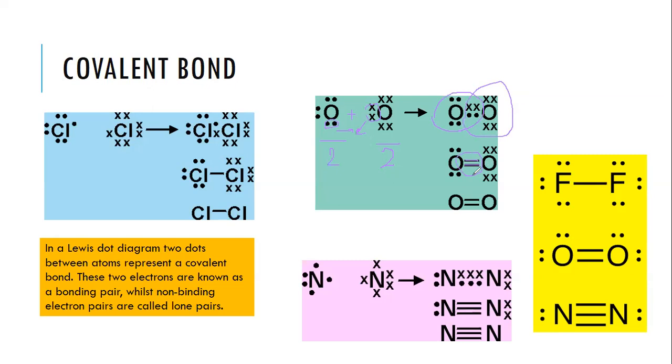This is called 2 lines, which represents a double covalent bond, which means 2 pairs of electrons are shared between the atoms. And how many bonding pairs do we have in the oxygen molecule? If you ask me, I can tell you that there are 2 bonding pairs of electrons. How do we know? Those are the electrons between the atoms.